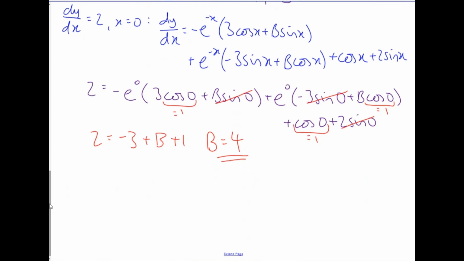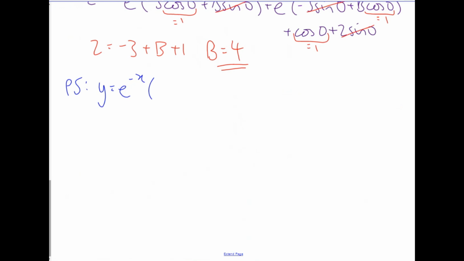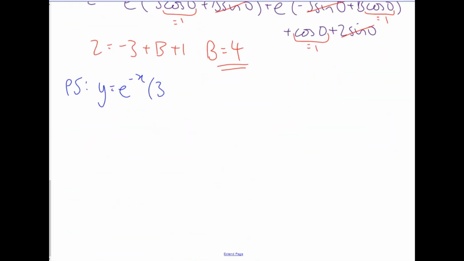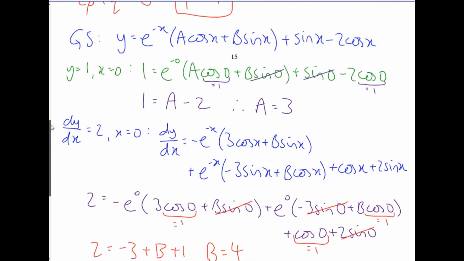Finally, after all of that, you write down your particular solution, which is y equals e to the minus x times (A we found to be 3, so) 3 cos x, plus (B we found to be 4, so) 4 sine x, plus sine x minus 2 cos x from our particular integral earlier on. That's right.